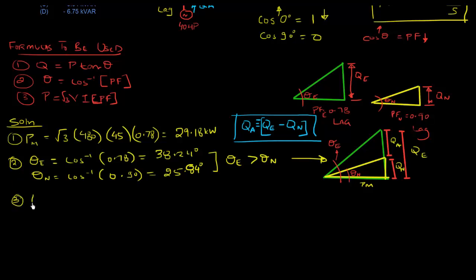Step 3, we're just going to find out tan theta existing and tan theta new. So tan of 38.24 is going to give us 0.80. Tan of 25.84 is going to give us 0.48.